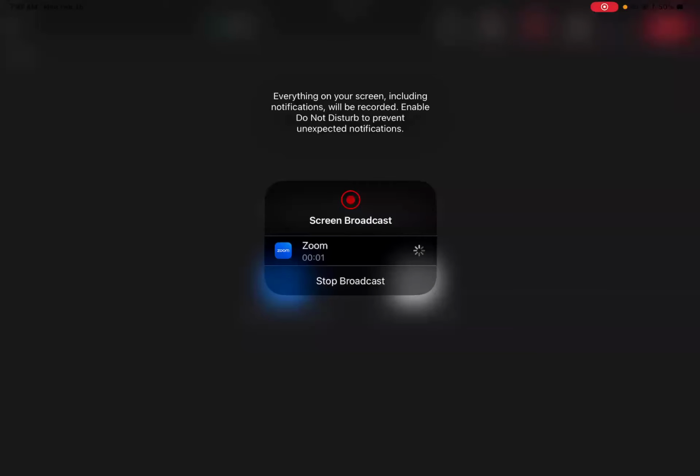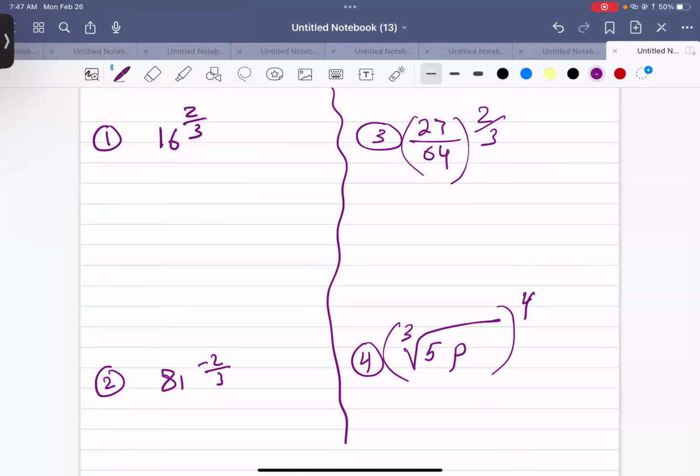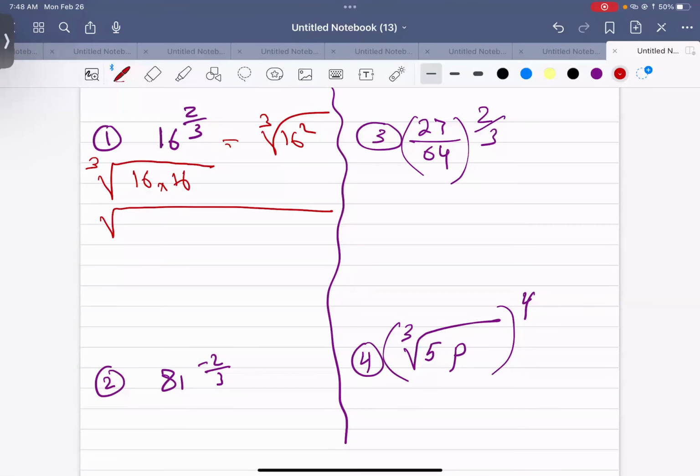I have these four examples over here. First of all, I want to change this one to a radical. So that is the same as the cube root of 16 squared. What we do here is the cube root of 16 times 16. You can do each 16 as 4 times 4.